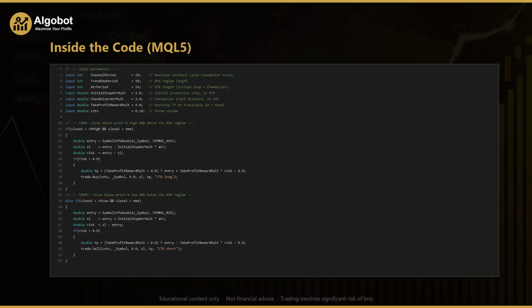Let's look at the actual MetaQuotes language code that runs inside the Expert Advisor. At the top, we have the input parameters. ChannelPeriod is set to 20, defining the Donchian lookback that is also reused for the trailing stop.